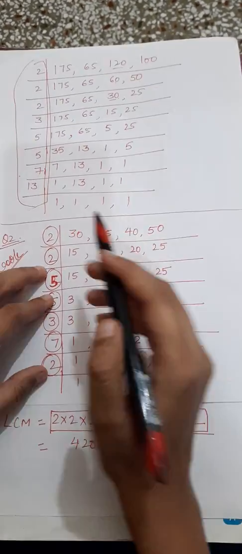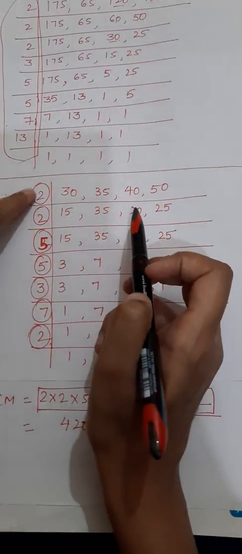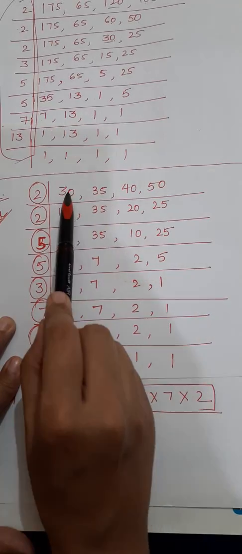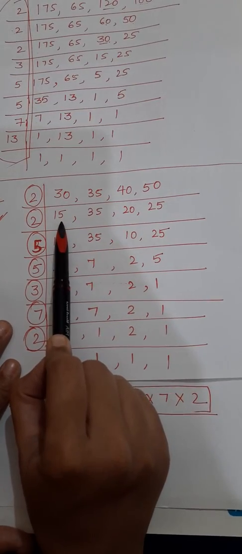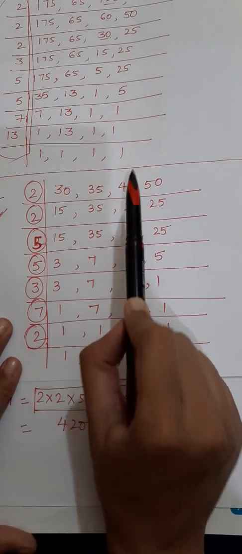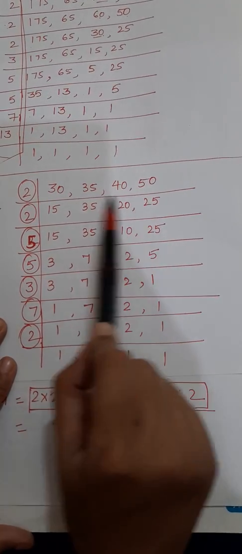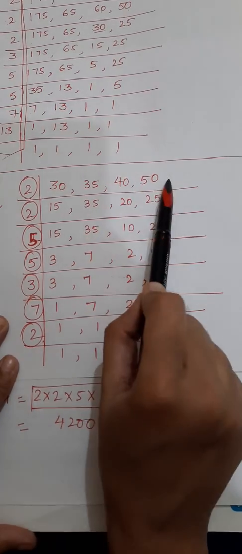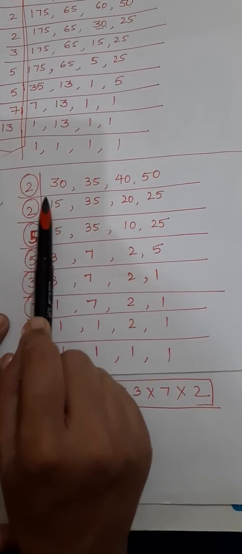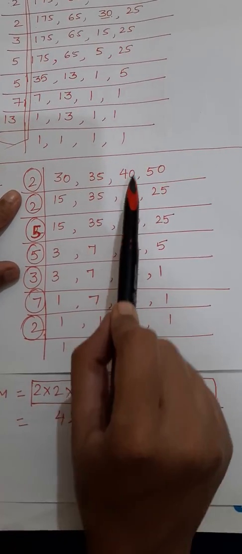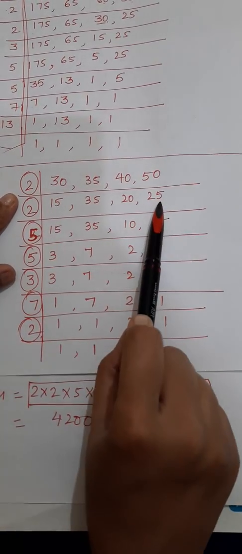Now see here. How you are going to check which number is going to come here when all of these numbers are given to you. See, this is 30 and in the next row I am getting 15. This is 40, in the next I am getting 20, and this is 50, in the next I am getting 25. So that means all these three numbers are divided by 2. So on the table of 2, 30 is going on 15, 40 is going on 20, and 50 is going on 25.